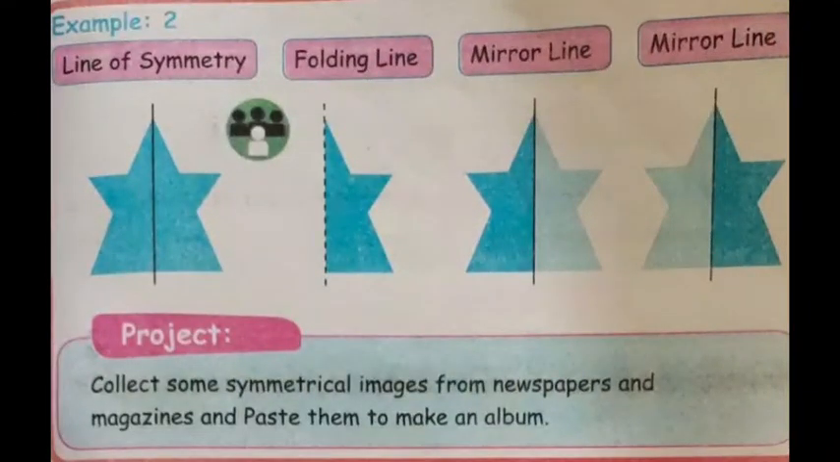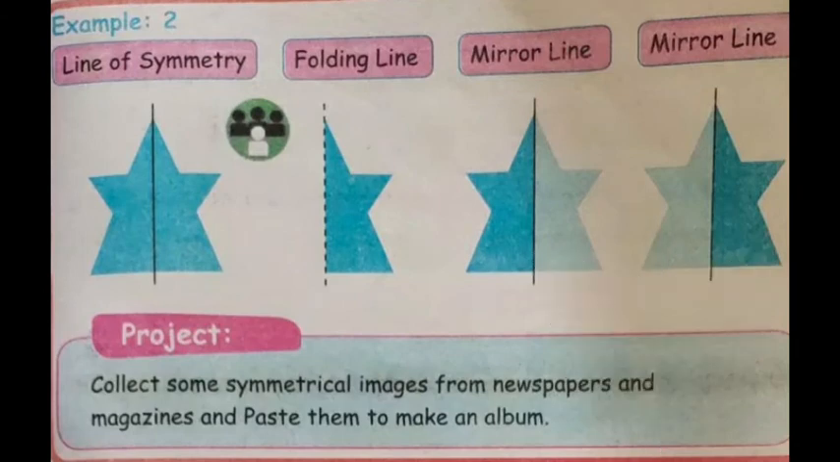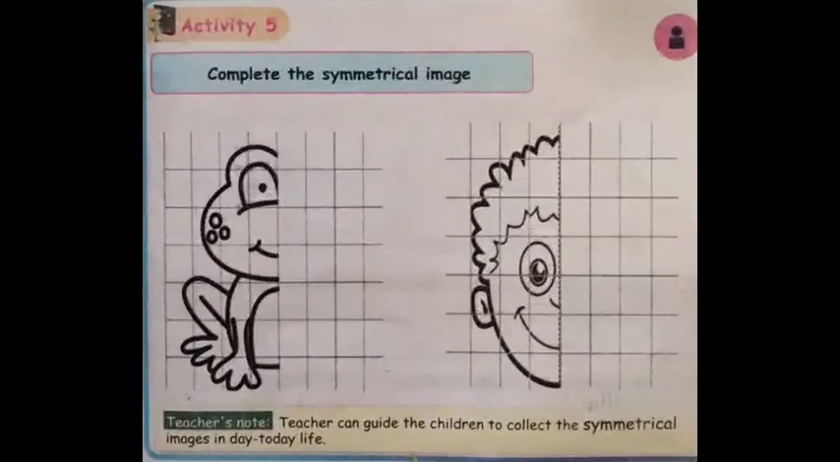Look at example 2 in your textbook, children. Here, line of symmetry is given in more detail, which will help you. Line of symmetry, folding line, mirror line. Okay. Try to do this project.